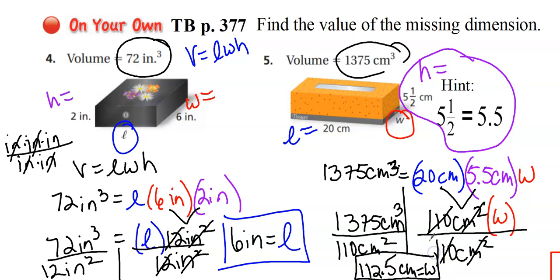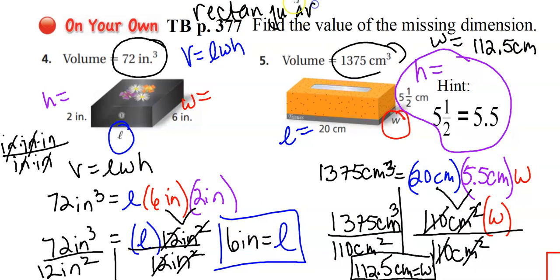So that was my missing dimension. The width is equal to 12.5 centimeters. All right, that's it for the lesson. Sorry it was a little bit long, but there's quite a bit to cover for volume. Remember, length times width times height, and that only works for rectangular prisms and finding the volume.